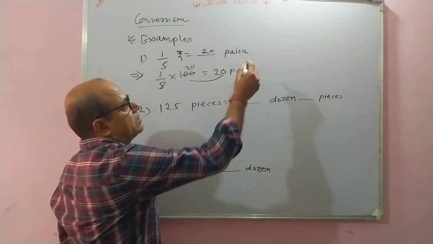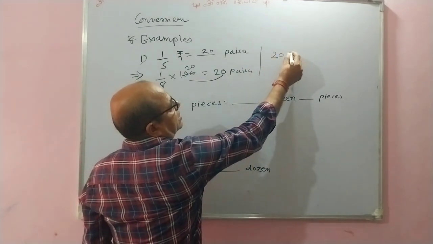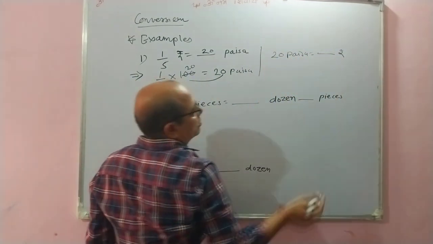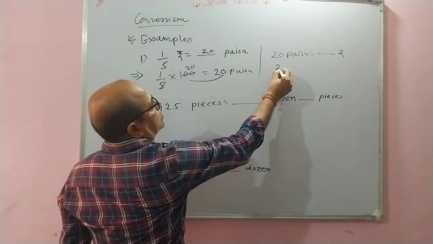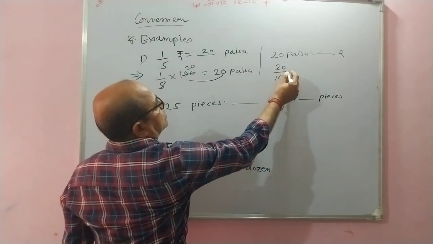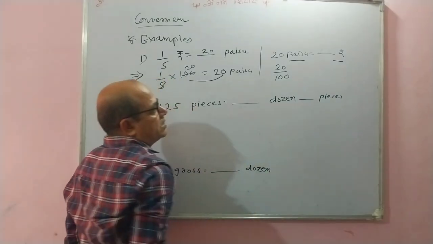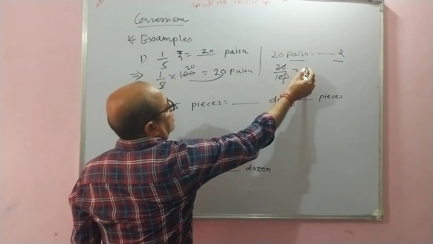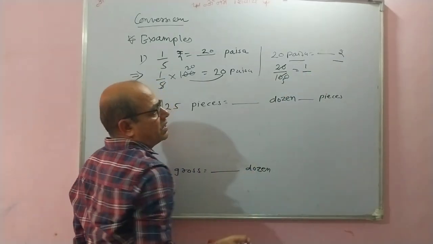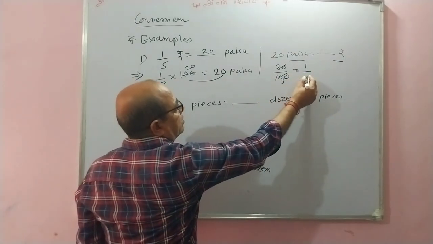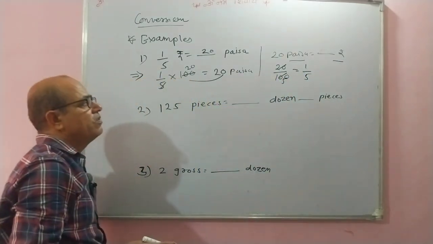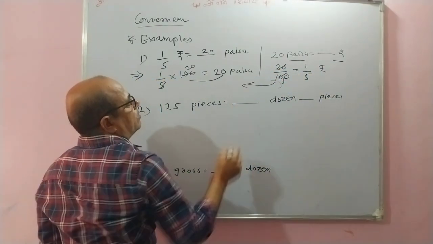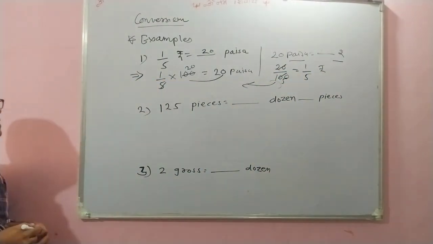If it was given 20 paisa is equal to how many rupees, what are you supposed to do? You are supposed to divide, because this is the smaller unit and this is the bigger unit. So you cancel 20 into 100, nothing is left in the numerator, so you write 1. Here 5 is left, so you write 5. So 1 upon 5 rupee, right? So vice versa you can multiply and divide and you get the answer.